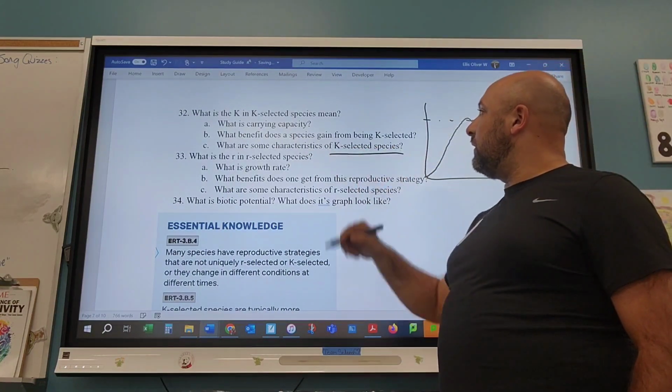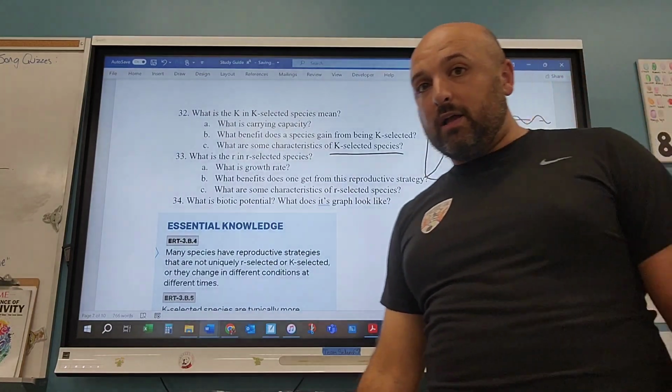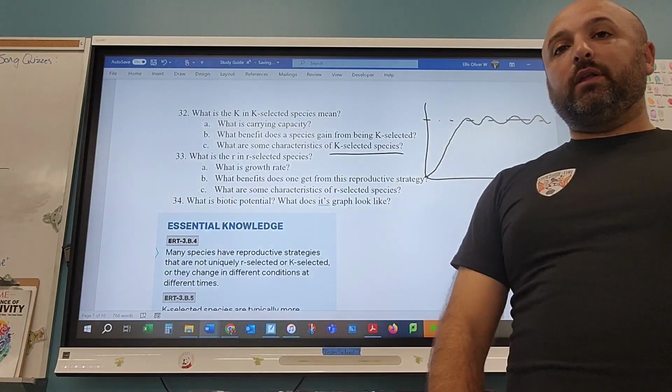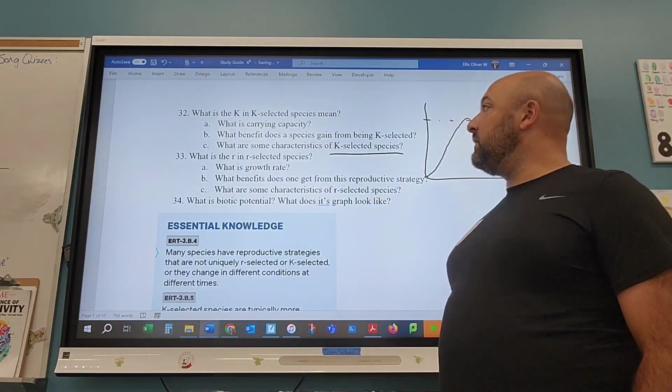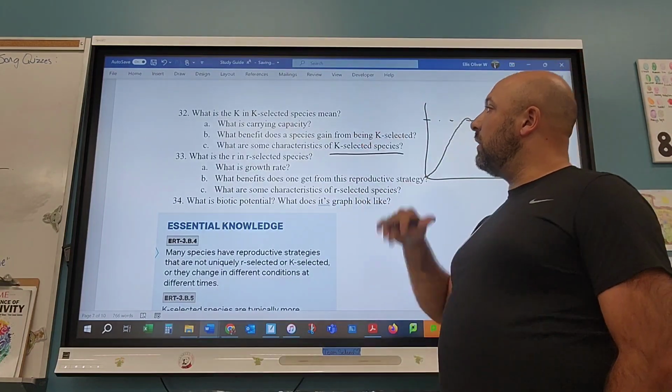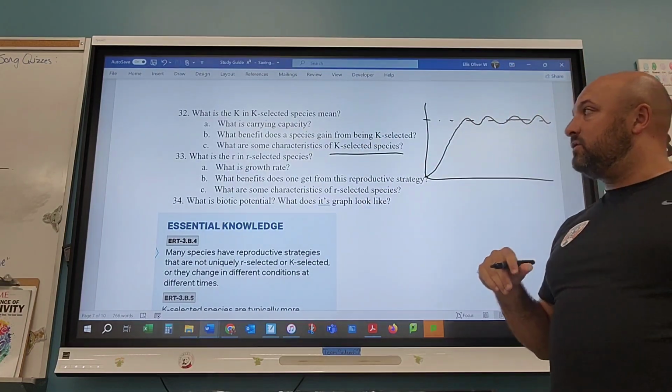Characteristics of K-selected species are that they have very few offspring. The offspring take a lot of time to mature. They have to learn from their parents, right? They grow to be very big. They're very slow growers. These are K-selected traits.